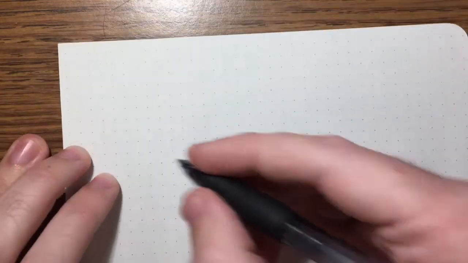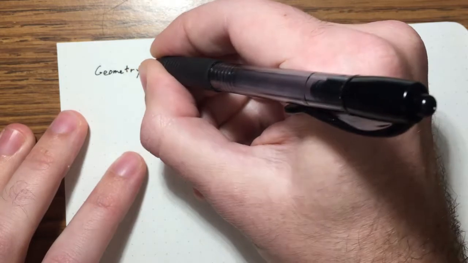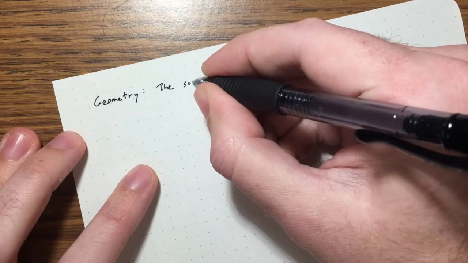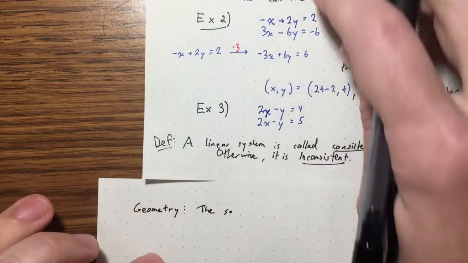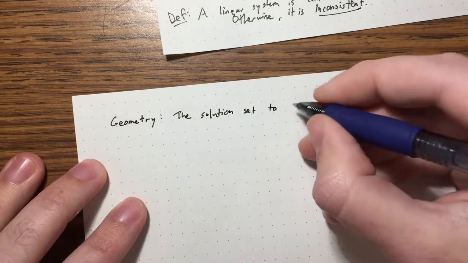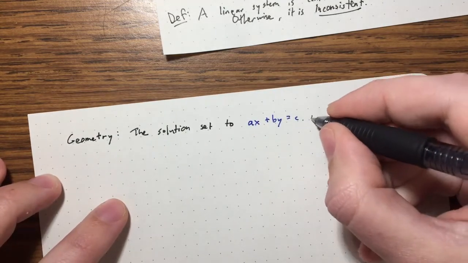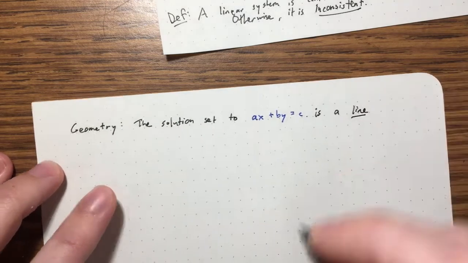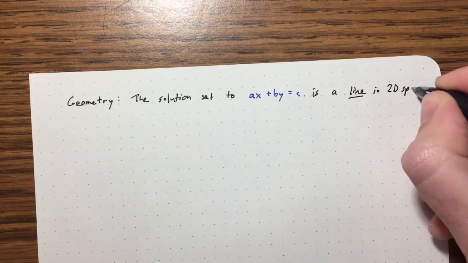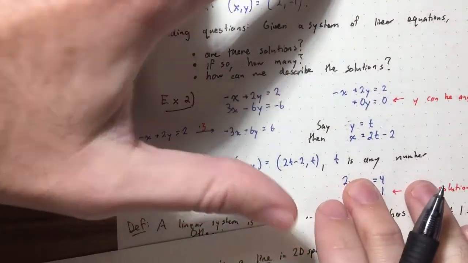Let's look at the geometry. So what's going on geometrically here? This is something else that you're probably familiar with. What does one of these equations by itself look like? So the solution set to, say, ax plus by equals c. What is this? It's a line, right? What dimensional space does that line live in? We have 2 variables, so it's a line in 2-dimensional space. Okay. So each of these are lines. That's a line. That's a line.